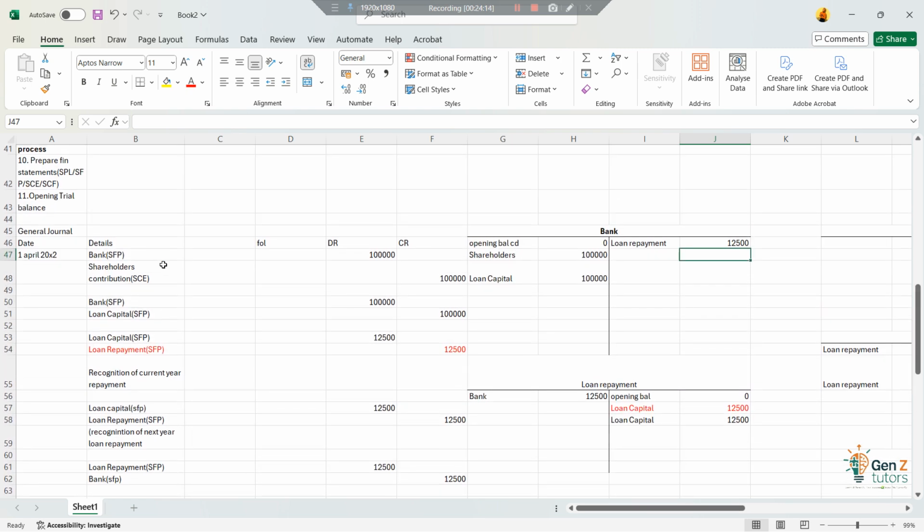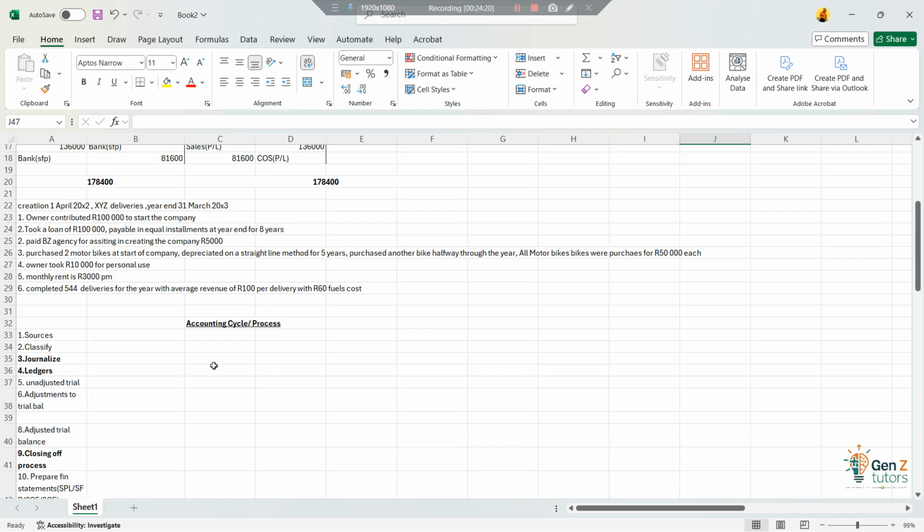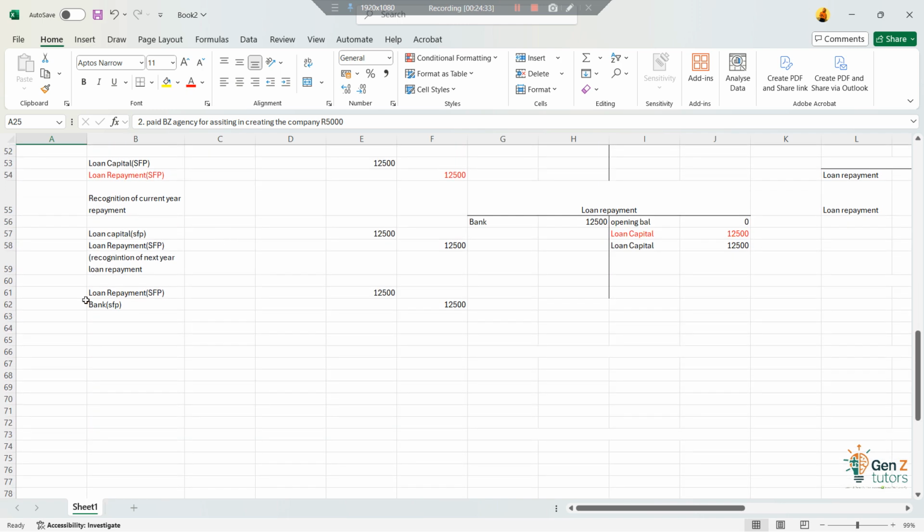We also find out that the loan repayment is in the SFP. Take note that in this situation, we did not incur any interest on the loan. If ever we had interest on the loan, the interest, especially its payment, appears on the statement of profit and loss.